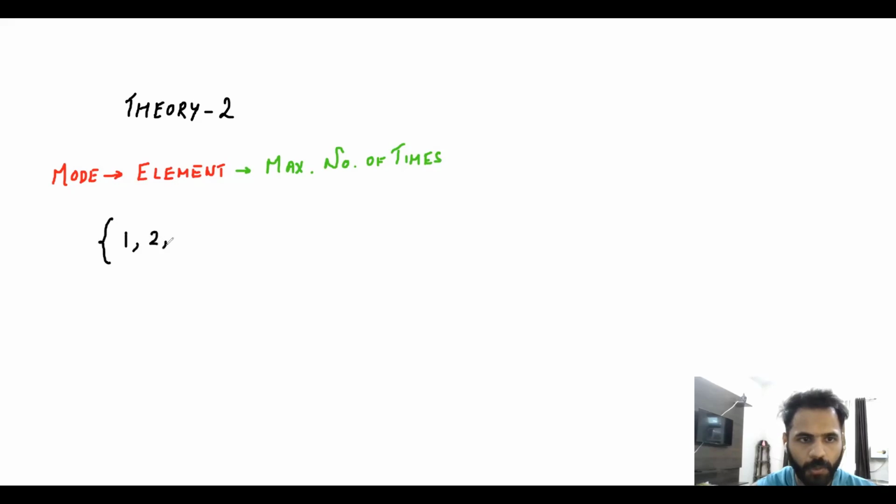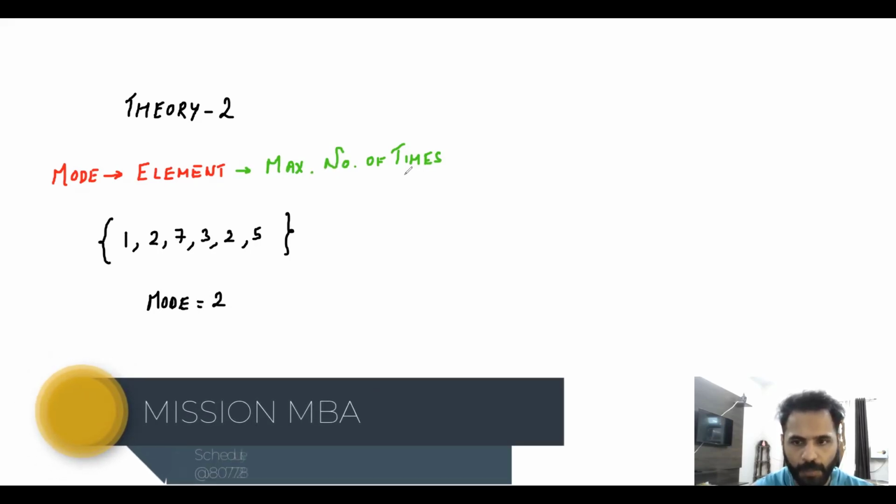So if we have a set, let us say something like 1, 2, 7, 3, 2, 5. Now, the number which occurs the maximum times is simply 2. So 2 is occurring 2 times and the rest of the numbers are occurring 1 time. So the mode is simply 2. It has nothing to do with the mean or median. It is totally calculated in a very different style. So whatever element occurs the maximum number of times, that is the mode.